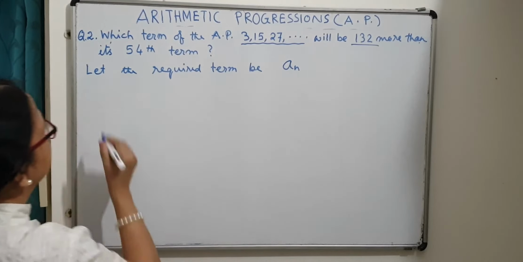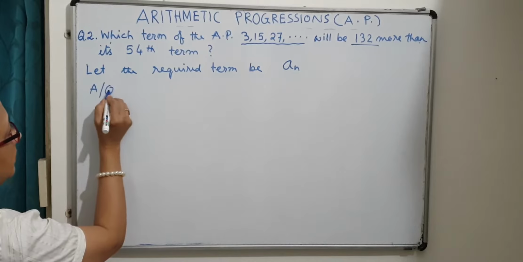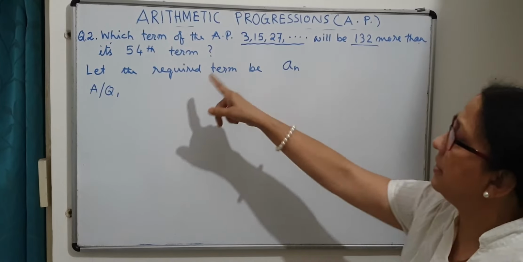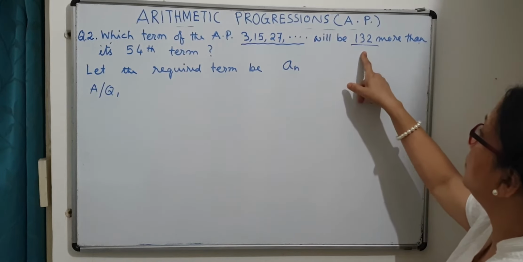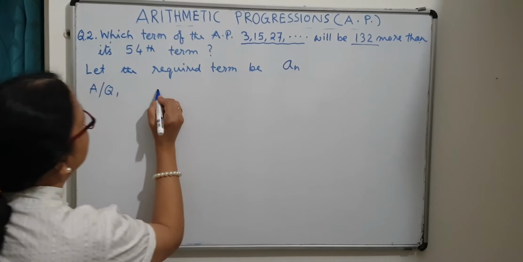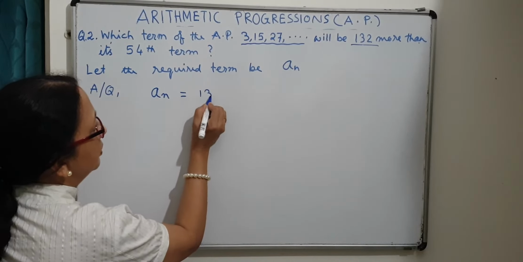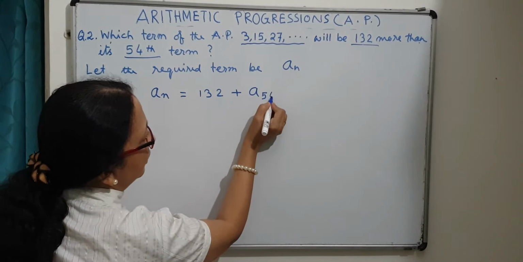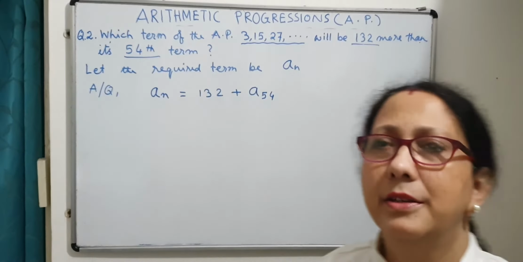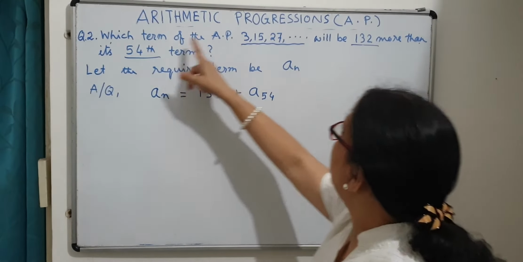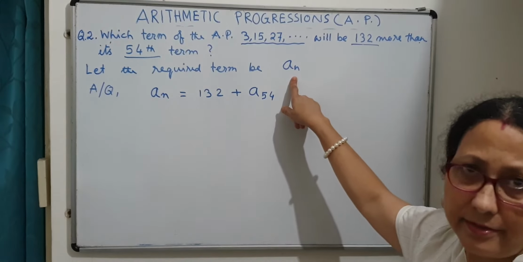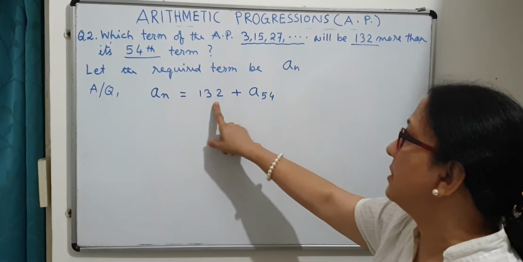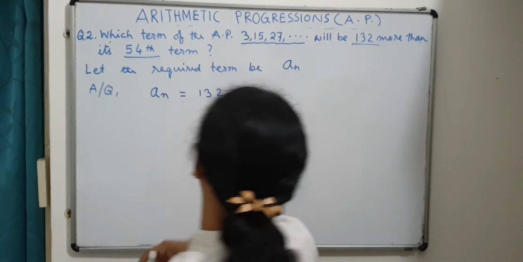Then according to the question, which term of these will be 132 more than this? That means this term will be 132 more than the 54th term. The 54th term is a54. So this is the statement, isn't it? That's why which term will be this much, we take to be n, which is now a variable here. So this term is 132 more than a54.